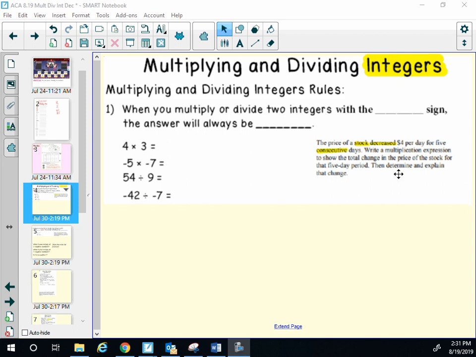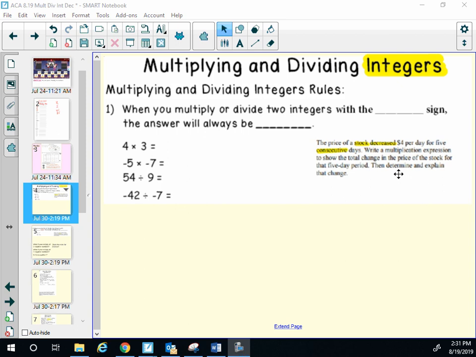So today we are multiplying and dividing integers. In our notes, integers is the word that is highlighted. We were talking about integers on Friday. Does anyone remember a good phrase? What is an integer? What does that mean to you?